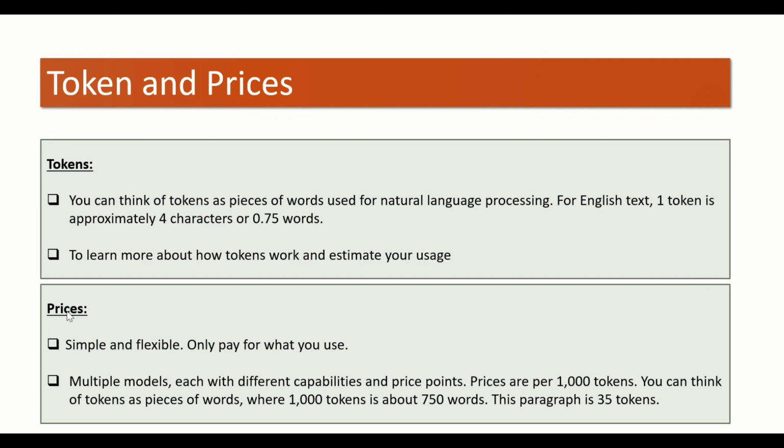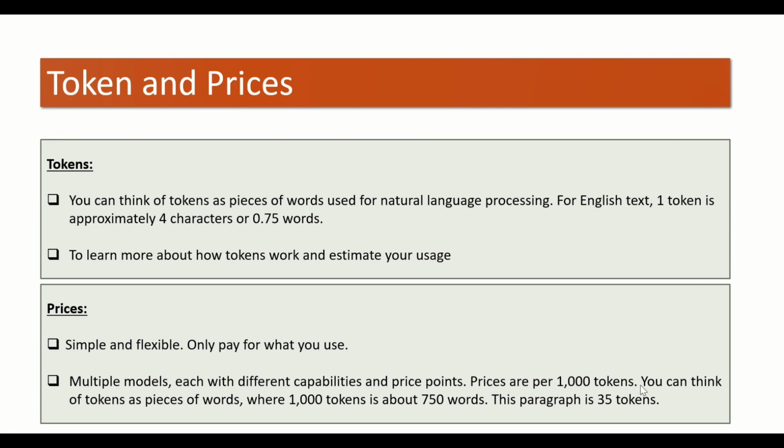So let's discuss the prices. The pricing is simple and flexible: only pay for what you use. There are multiple models available, each with different capabilities and price points. Prices are per 1,000 tokens. We will let you know what prices are charged for 1,000 tokens, and that is applicable for different types of models.